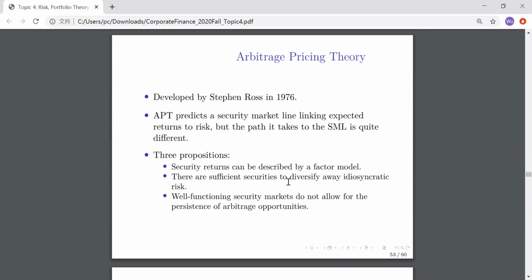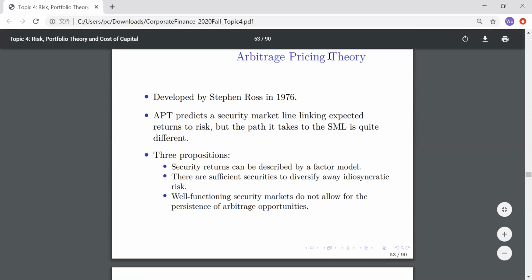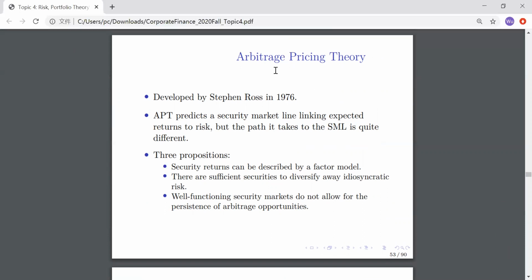benchmark. Now, the alternative way to describe security return is the arbitrage pricing model. This was developed by Stephen Ross in 1976, right? So again, this is the alternative benchmark. You can think about it this way: this is the alternative benchmark we can use to calculate the required return of a company. Basically, this theory predicts a security market line, again, linking expected return to risk, right?